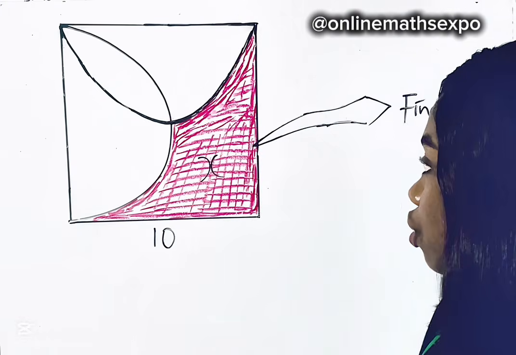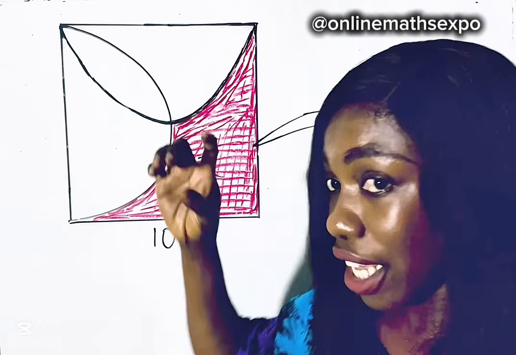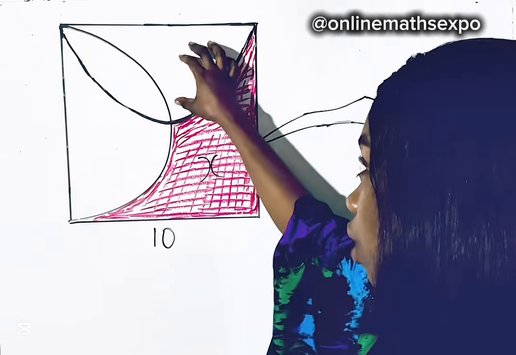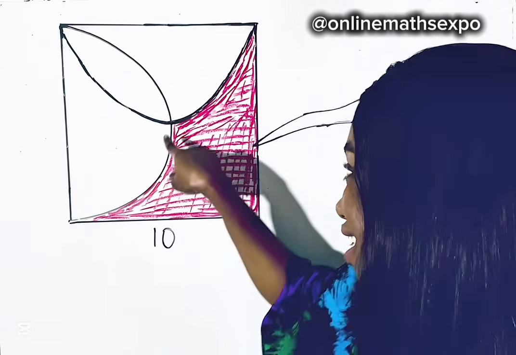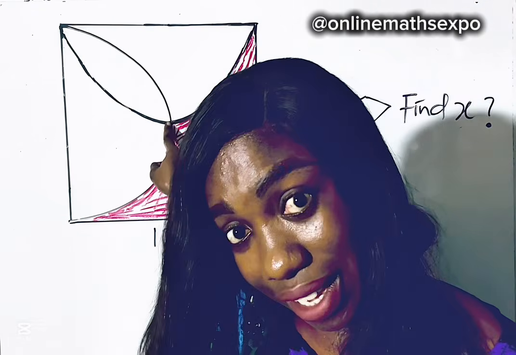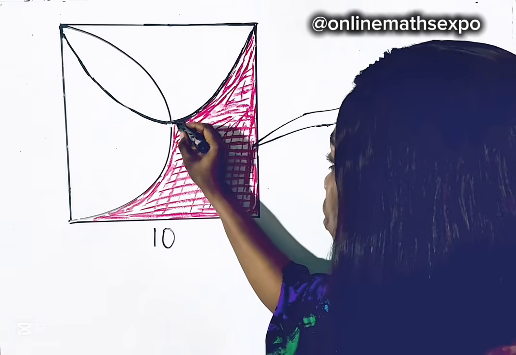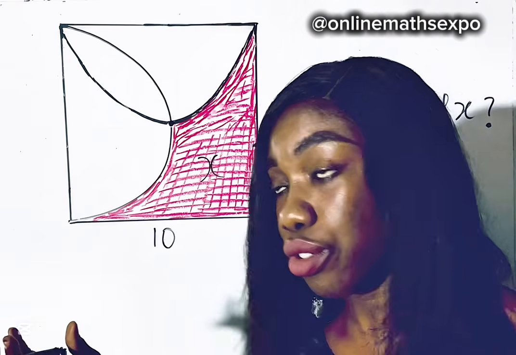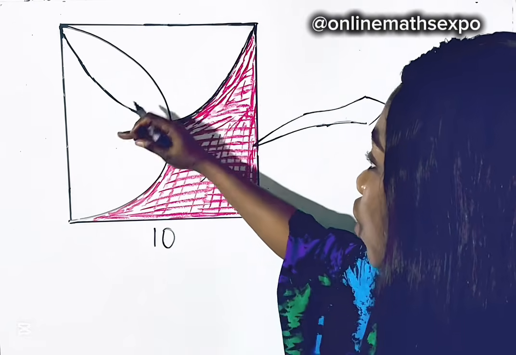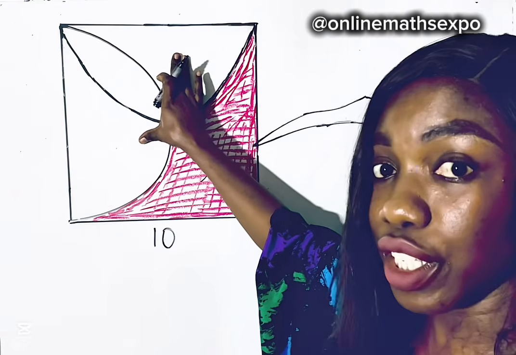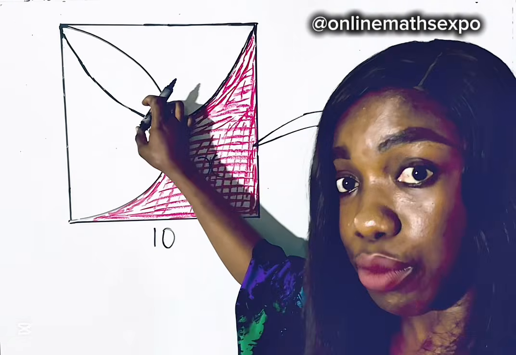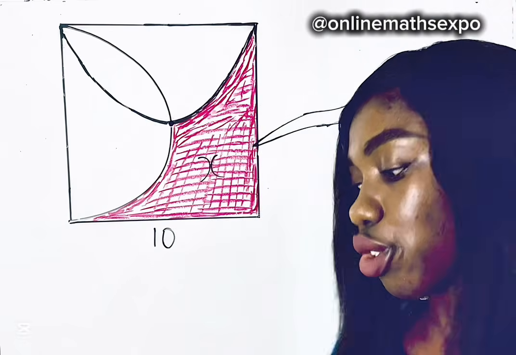Since these two semicircles are equal and the diameter is the same as the side of the square, it means they both intersect. This point of intersection is the same as the center of the square. And because this is the center of the square, it has made the work much easier for us. So if we are to find the area of the shaded region, we cannot go straight to finding the area of the semicircles and then subtract from the area of the entire square, because there is an overlap.